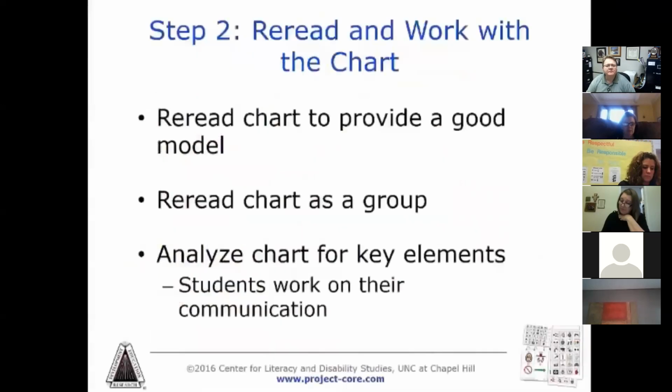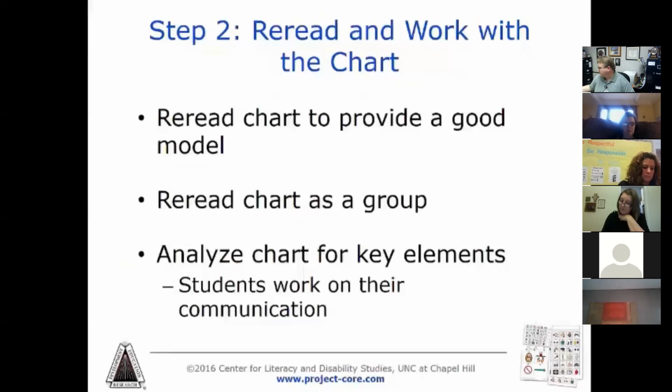The second step of predictable chart writing is to reread the chart, talk about it, and analyze it for a few carefully selected text elements. The primary goal of this step is to help students focus on specific aspects of the text. Depending on a student's abilities, the goals of this step may be different. For students who are beginning communicators, it's very valuable to encourage students to use their universal core vocabulary communication systems to say the words in the sentence stem.